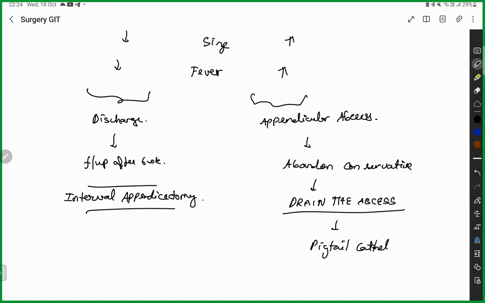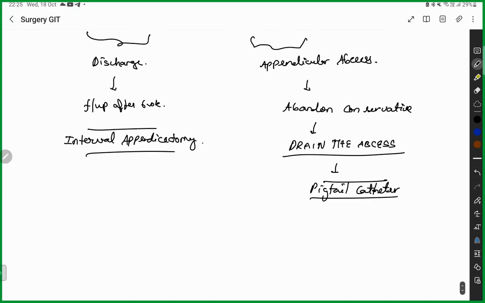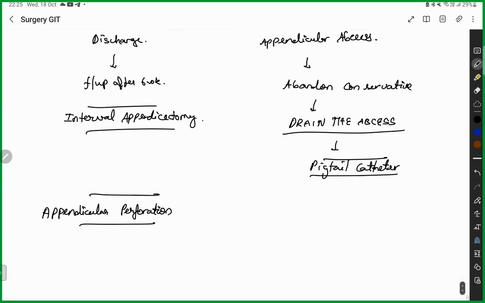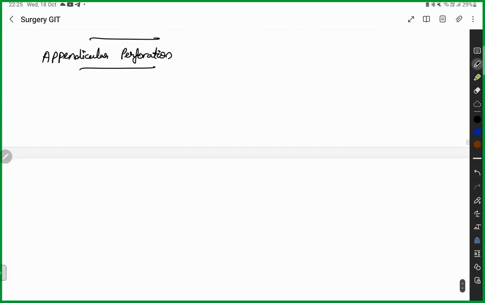This is once again a very, very important concept. So you're going to use a pigtail catheter. Next, we are going to discuss appendicular perforation. What is this appendicular perforation, guys? Appendicular perforation is the place where the omentum is not going to work.